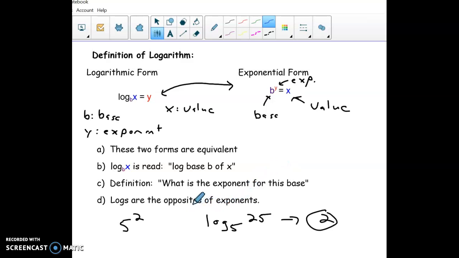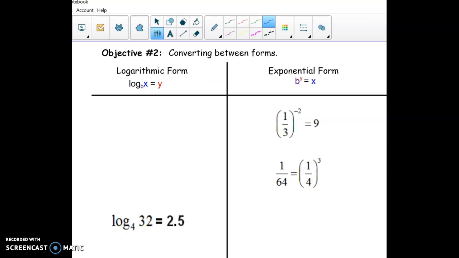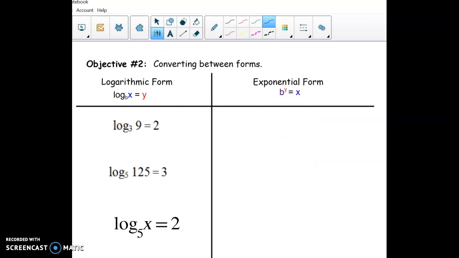Logs and exponents are inverse, or opposite, of each other, however you want to say it. All right, so the next thing in your notes is to make a big T-chart like this. I'm going to have a bunch of examples coming at you. We have to know how to convert between the two forms. So write down these examples and see if you can convert some already. If not, maybe watch the first one and then pause the video and try the others. But if you feel like you got it, try it right now. See if you can convert.